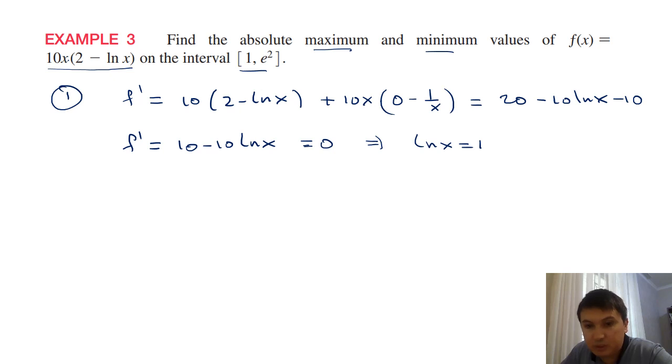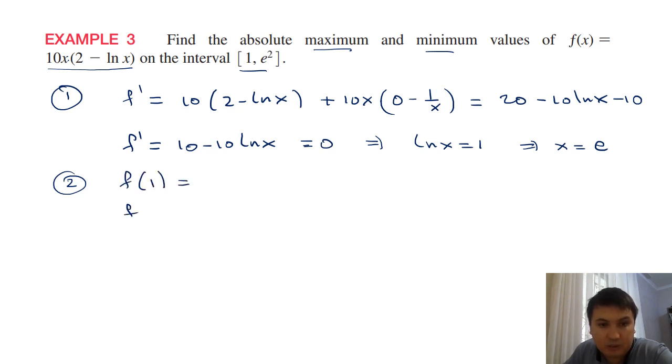What does that mean? When we get ln x equal to 1, this implies x must be e, right? 2.7, etc. So next I need to evaluate, right? So I need to calculate f of 1. I need to calculate f of e squared, right? So endpoints. And I need to calculate the critical points.